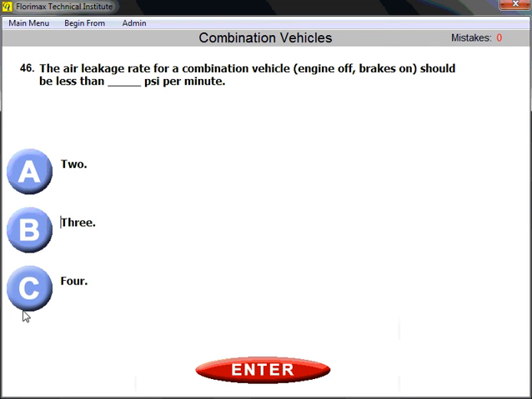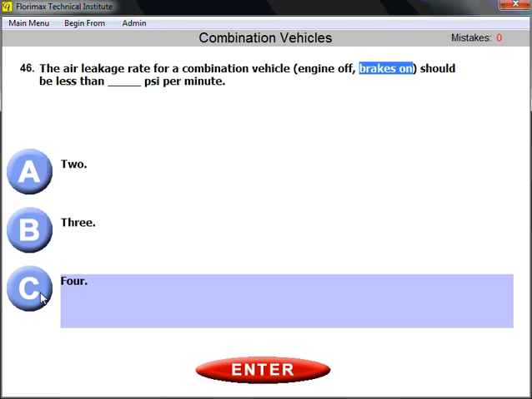Okay, very good. Question number 46. The air leakage rate for a combination vehicle, engine off, brakes on, should be less than how many psi per minute? 4. Please remember, when you read brakes on, that means 4. In a previous question, you were asked with the brakes off, where the leakage rate would be 3. But here, the leakage rate with the engine off and brakes on is 4. Okay, very good.